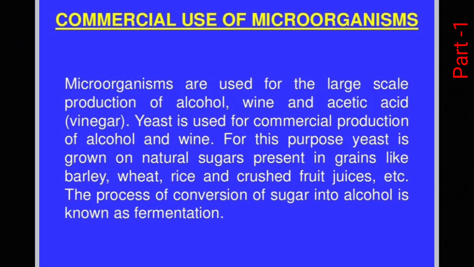Yeast is used for the commercial production of alcohol and wine by the process of fermentation. For this purpose, yeast is grown on natural sugars present in grains like barley, wheat, rice and crushed fruit juices, etc. First sugar is there as a raw material, then fermentation of sugar is done. After its fermentation we obtain alcohol or wine, and this process is known as fermentation.